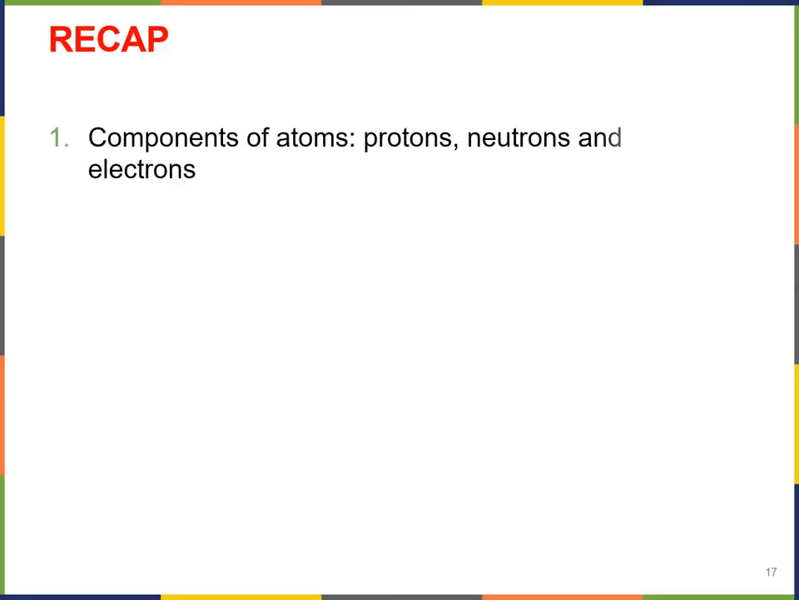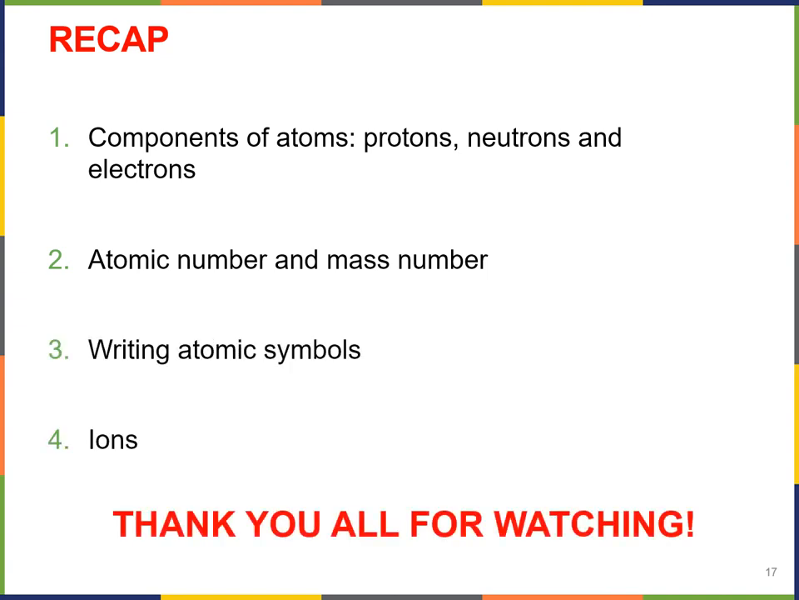To summarize, in this lecture, we learned about the components of atoms: protons, neutrons, and electrons. We learned about atomic number and mass number, and how to calculate them. And we learned about writing atomic symbols using atomic number, mass number, as well as charge for ions.